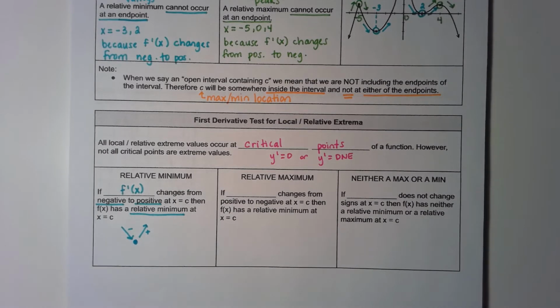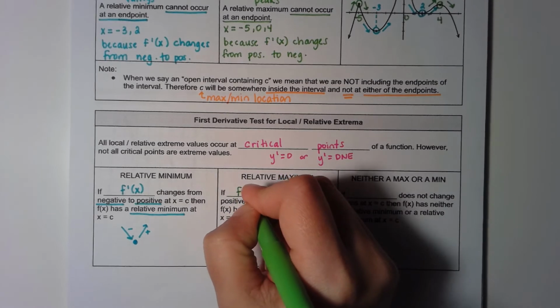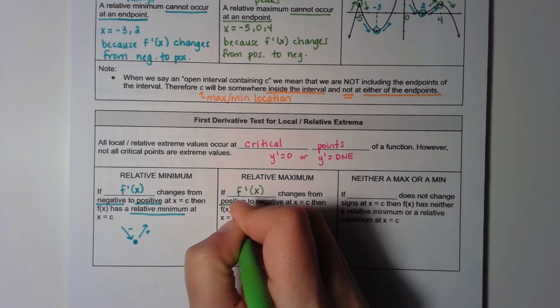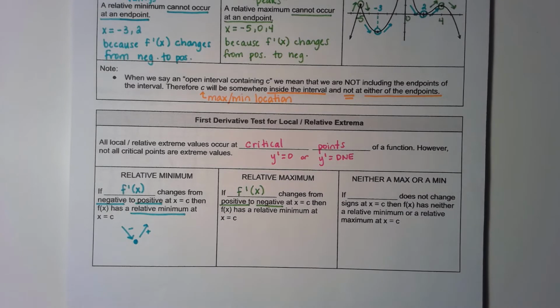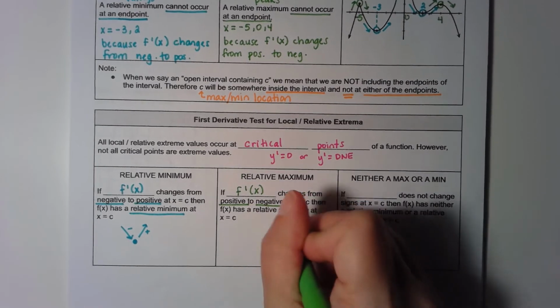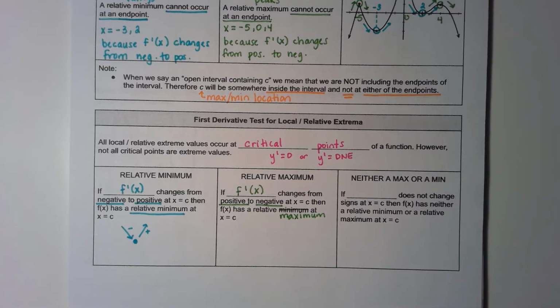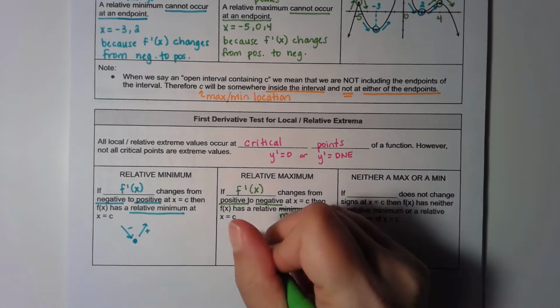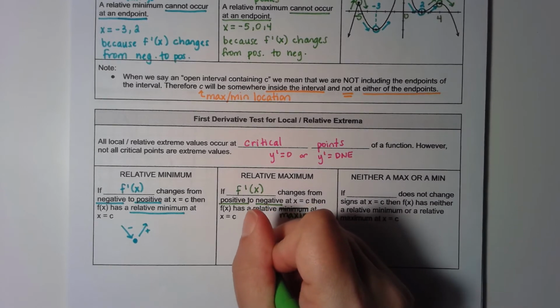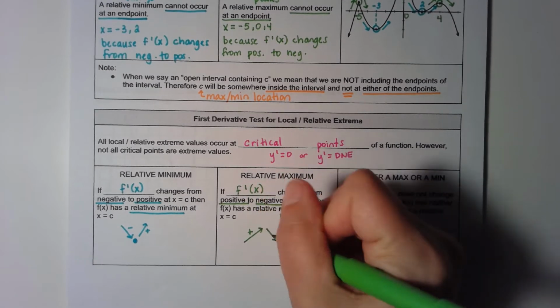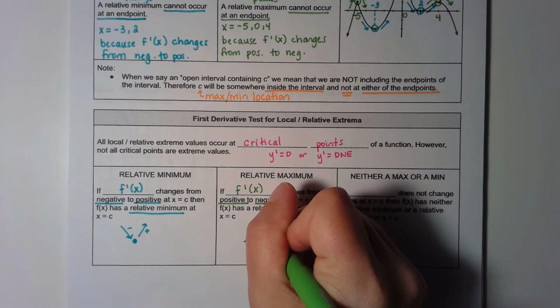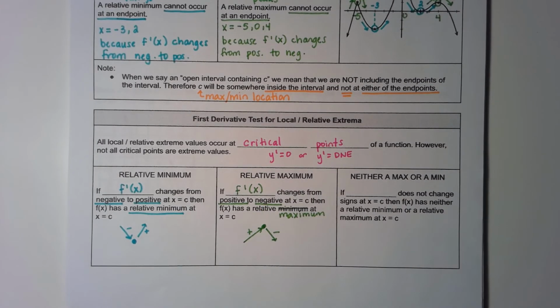Now, a relative maximum is going to occur at a place where the first derivative changes from positive to negative. So it's still changing signs, it's just that instead of changing from negative to positive, we're changing from positive to negative. And this should say maximum. I apologize, this is a typo in the notes here. So we're going to have a maximum if our derivative changes from positive, meaning the original function was going uphill, to negative, meaning the original function was going downhill. At the very tippy top there, where it does that switch, we would have a maximum.